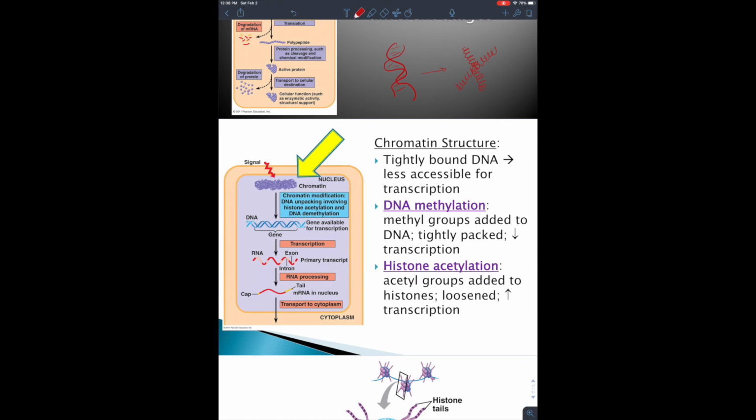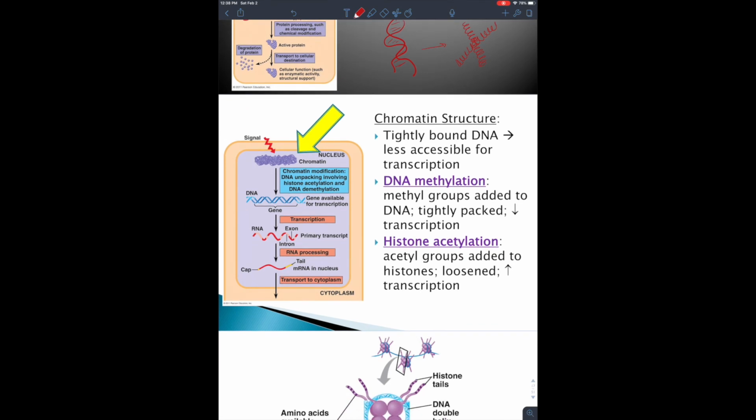Now, how tightly packed together your DNA is will dictate how strongly your genes are going to be expressed. So when we talk about chromatin structure, when DNA is tightly packed down together, it's harder for it to be transcribed and then translated because it's hard to get RNA polymerase into those spots to read that DNA. So tightly bound DNA is less accessible for transcription to occur. So we need to do some stuff to that DNA to unwind it.